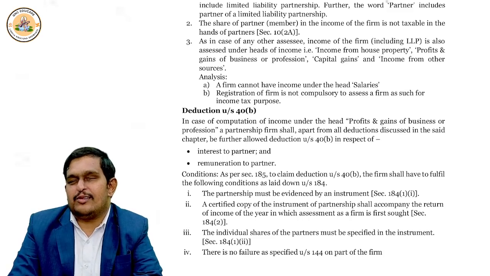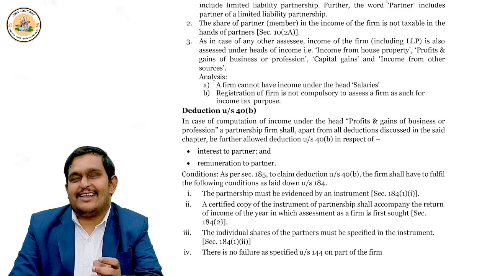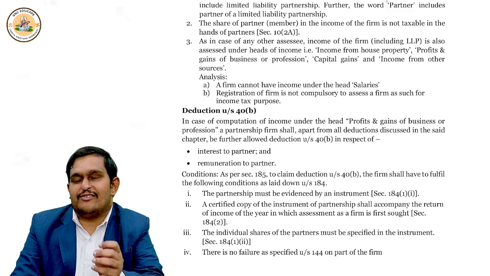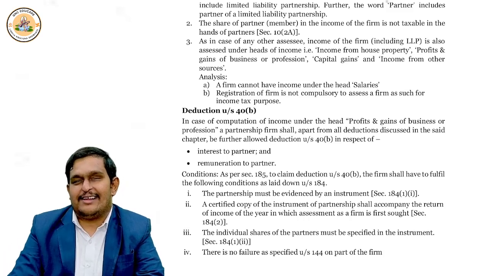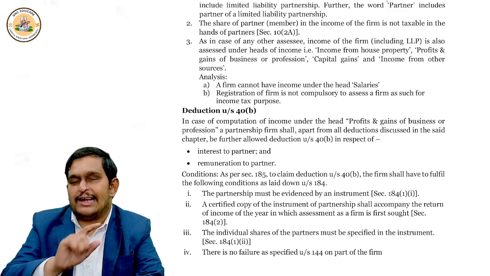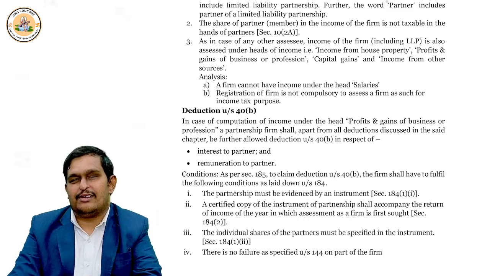But if things had been so easy, then I would not have been teaching, you would not have been hearing, correct? Because section 40B involves two more sections, and that is section 184 and section 185. Section 185 is a harsh type of section. It says, if you want to claim 40B deductions, then you have to satisfy the conditions given under section 184.